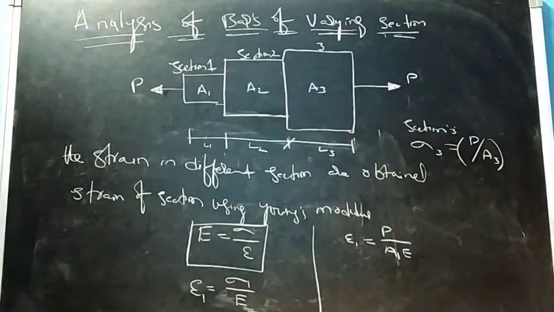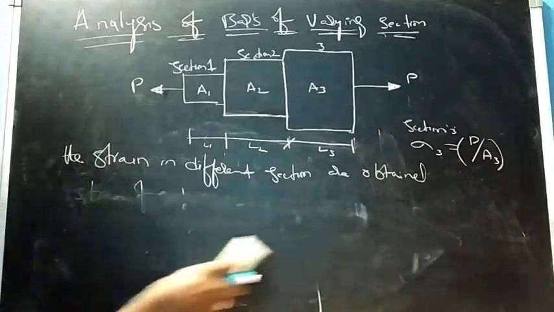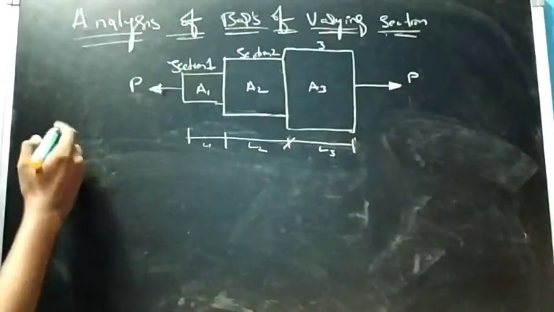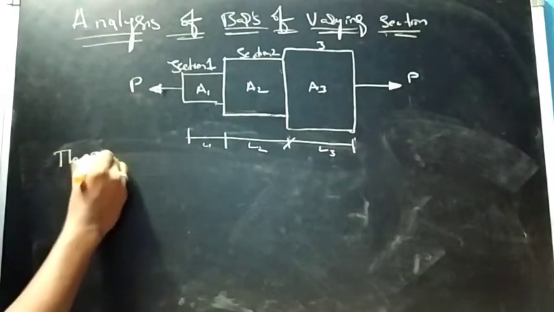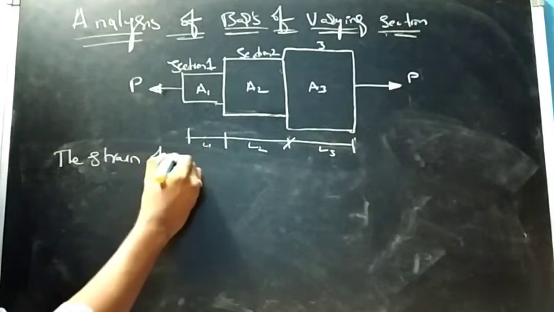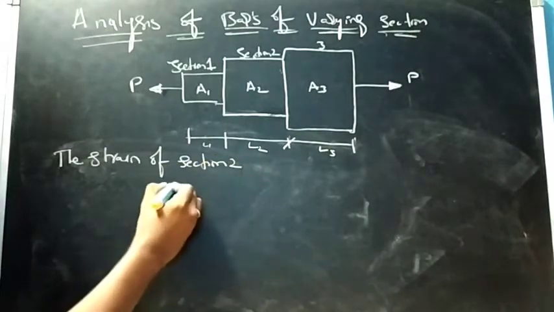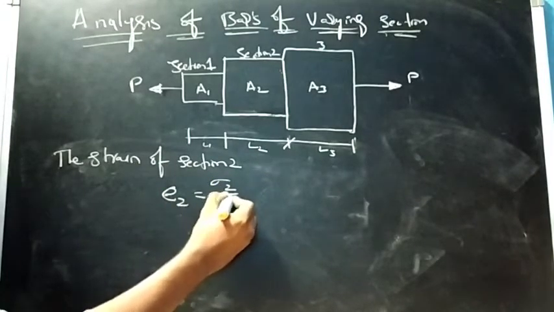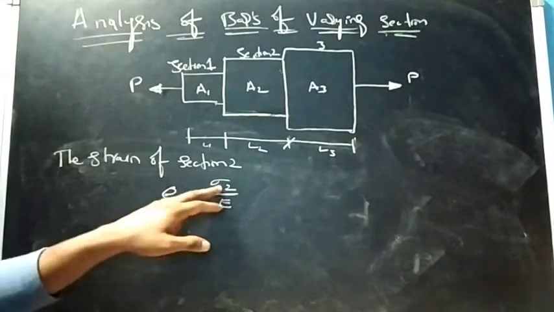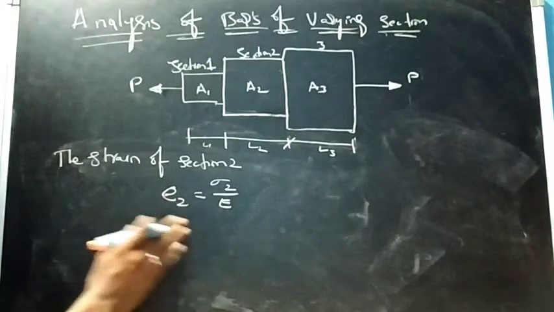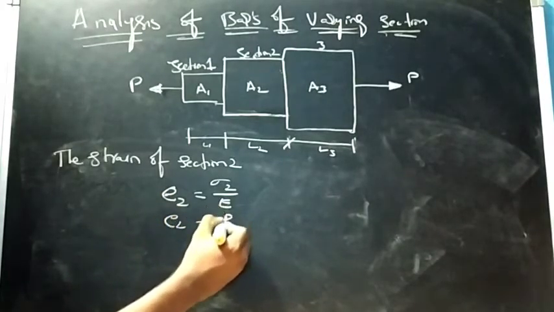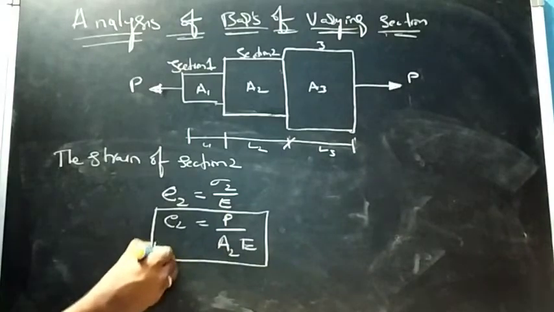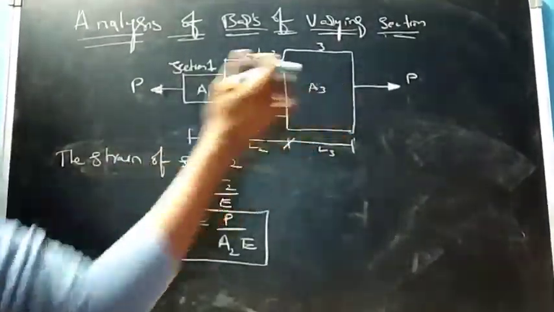So similarly, the strain for section 2, that is epsilon 2 equals sigma 2 upon E. So we know that sigma is nothing but load upon area, that is epsilon 2 equals P upon A2 E. This will be for section 2. The strain for section 3.